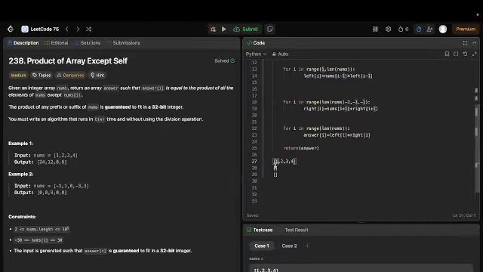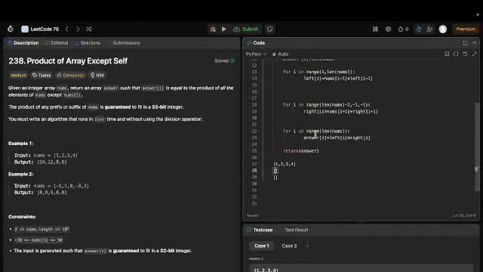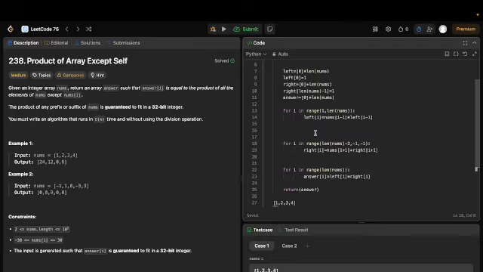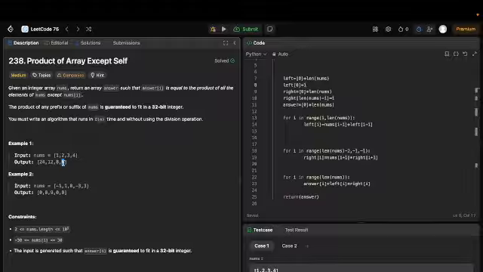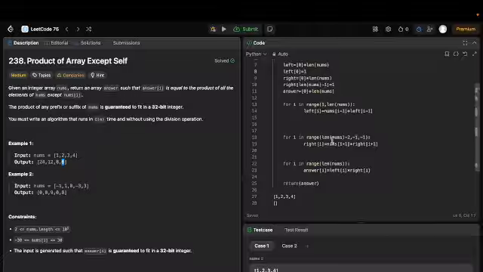So if we were to fill this array out using our code, let me walk through the code real quick. First I create a left array. Then I initialize the left array at 0 to be 1, since we know that we have nothing to the left of our first index. Then we create a right array, and for the same reasoning, we make sure that the rightmost index is 1, and then I created my answer array.